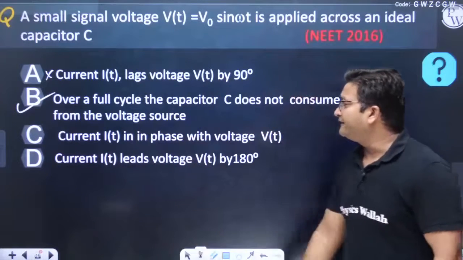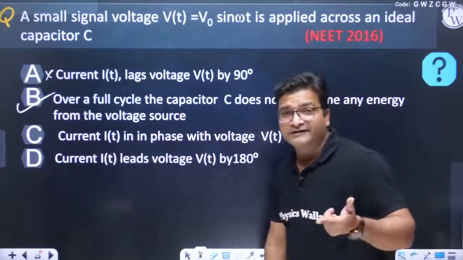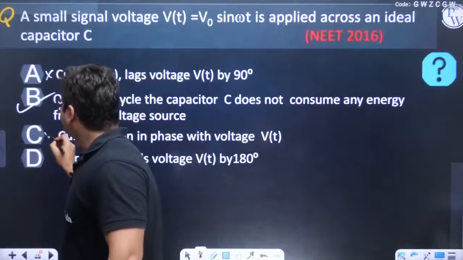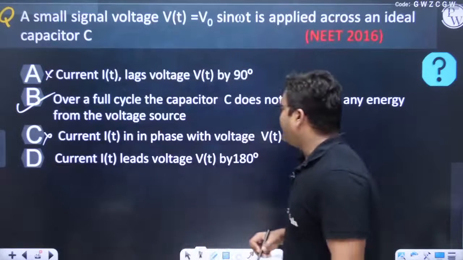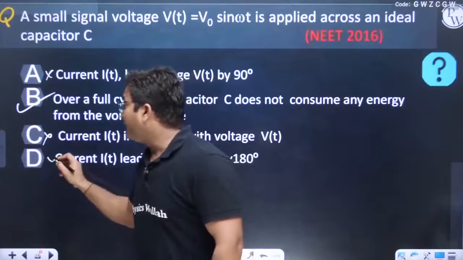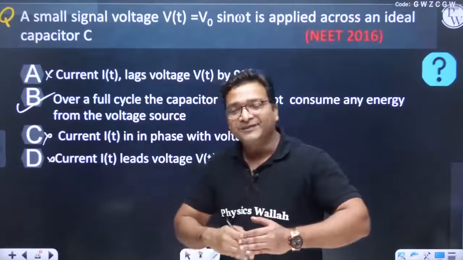Then they say current is in phase with voltage. That is wrong, because current is in phase with voltage only in case of a purely resistive circuit. And current leads voltage by 180 degrees. That too is wrong, because current leads voltage but not by 180 degrees. Actually, it leads by 90 degrees.